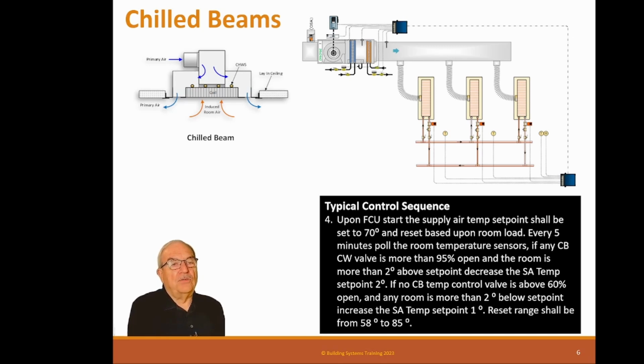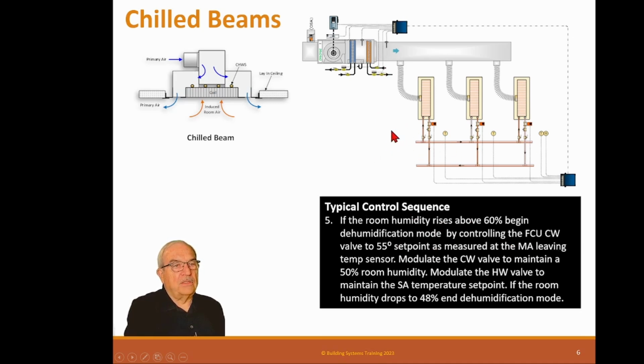If no chill beam temperature control valve is above 60% open and any room is more than 2 degrees below set point, increase the supply air temperature set point 1 degree. Reset range shall be from 58 to 85. So what we're trying to do is still make most of the load come from this water and not from this fan coil. So that's why the sequence is set up to prioritize the water to the chill beams.